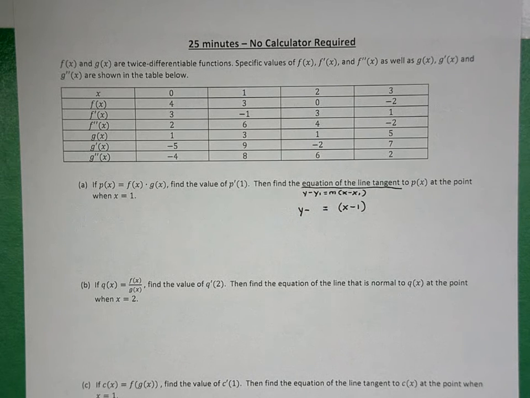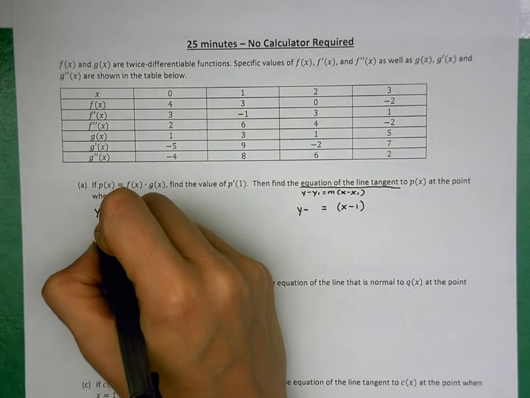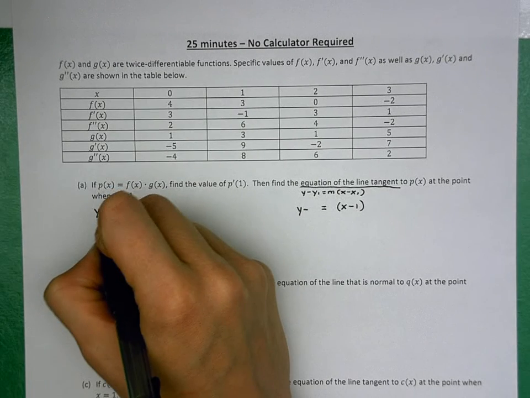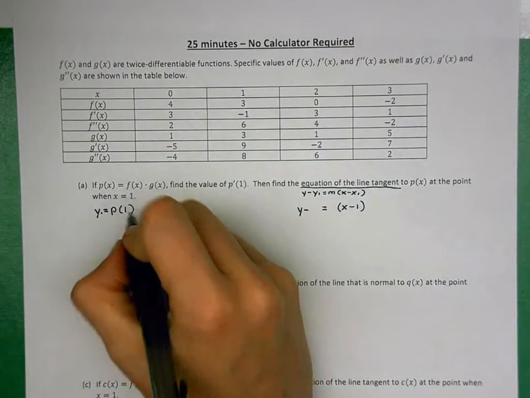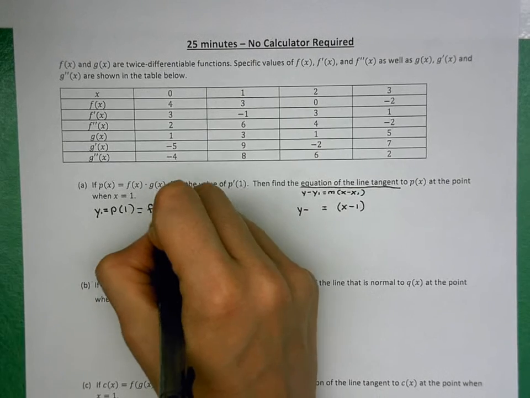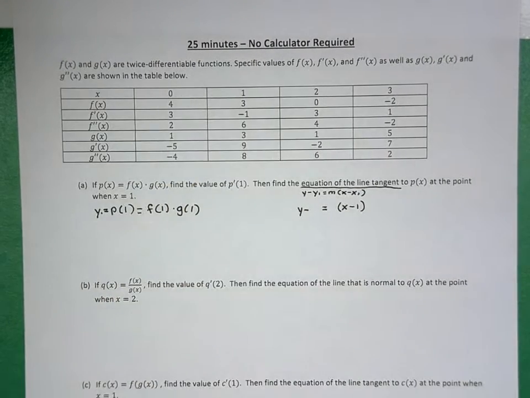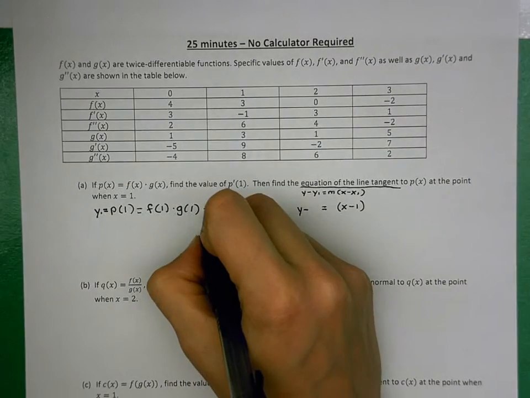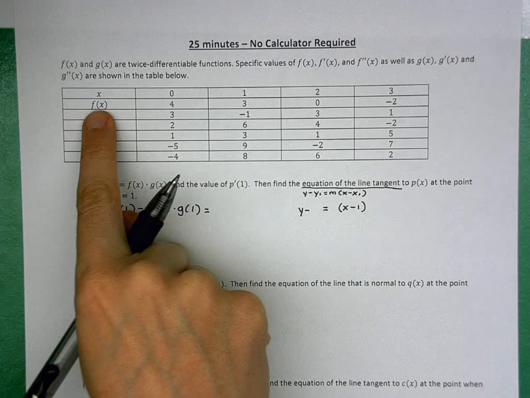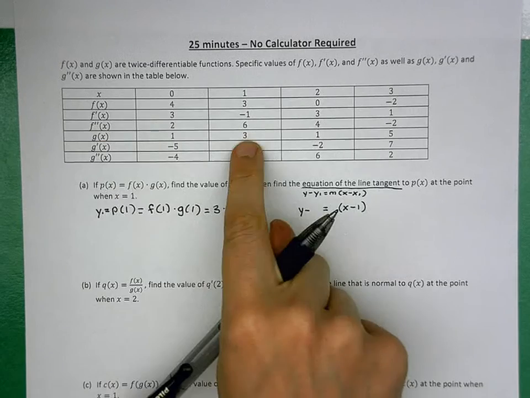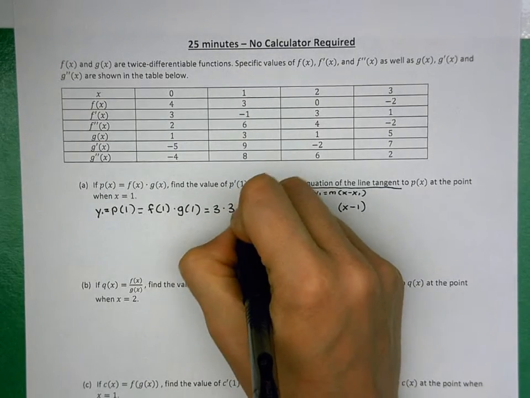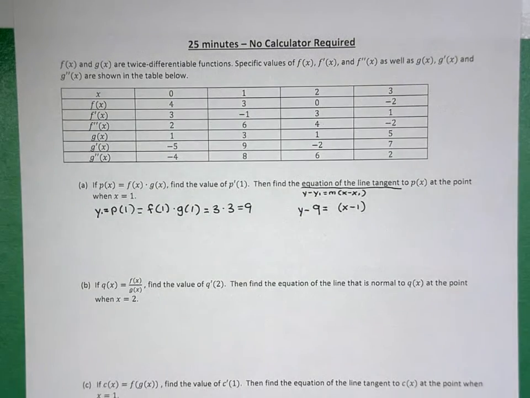Okay, well, how do you find y when you've got x? Well, you plug it into your original equation, right? That's where your y is found. y is always your original equation. So in this case, we're going to be plugging our x equals 1 into p. Well, p is f times g, and in this case, it's going to be f times g at 1. And so f of 1, looking at our table, there's f, there's 1. f of 1, therefore, is 3. g of 1 is also 3. And so my y1 is 9.